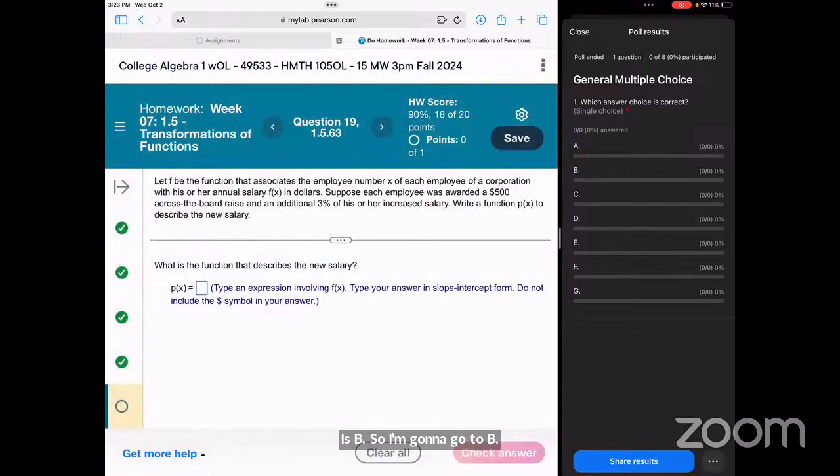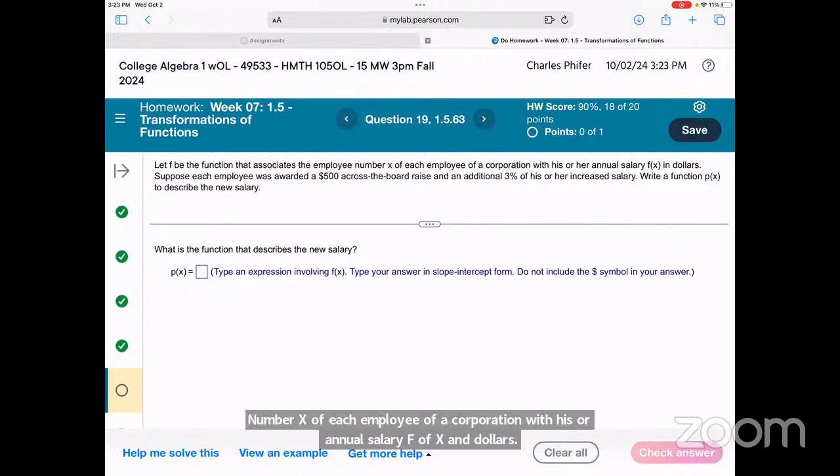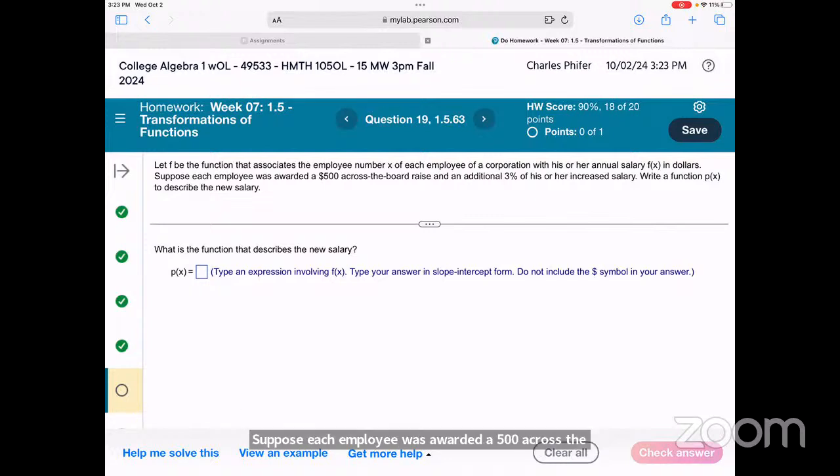Yeah, let's talk about this one. So we'll go like this. Let F be the function that associates the employee number X of each employee of a corporation with his or her annual salary F of X in dollars. Suppose each employee was awarded a 500 across the board raise and an additional 3% of his or her increased salary. Write a function P of X to describe the new salary.